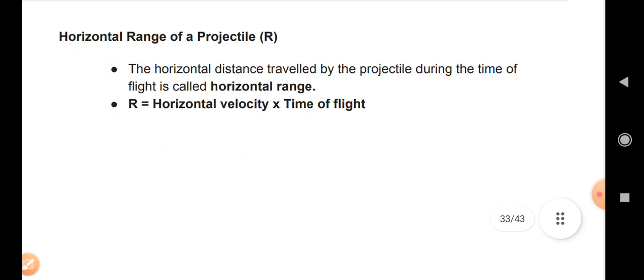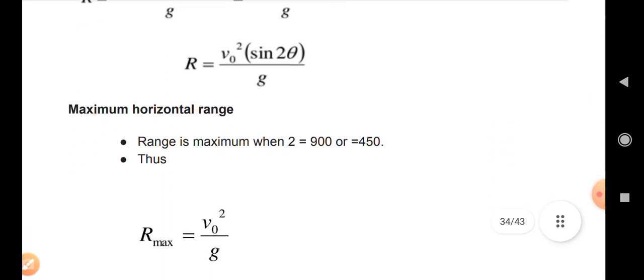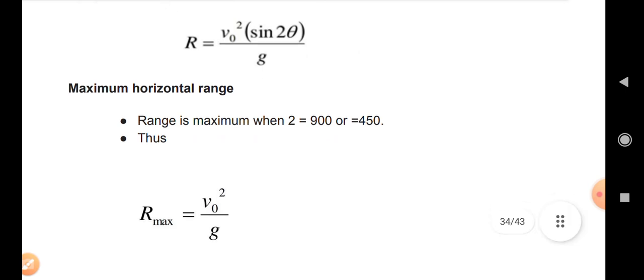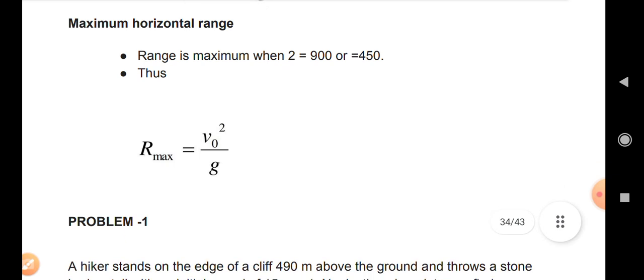Horizontal range of projectile, capital R. Horizontal distance traveled by the projectile during the time of flight is called horizontal range. R is equal to horizontal velocity into time of flight. R is equal to u square sine 2 theta by g. Maximum horizontal range at 45 degree.